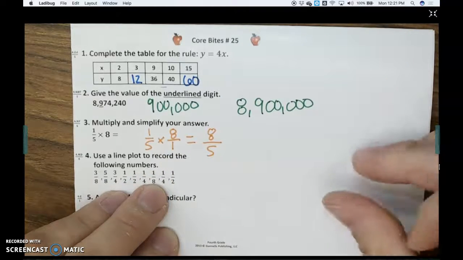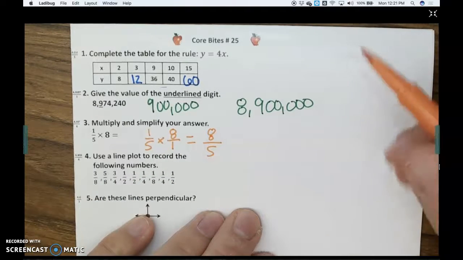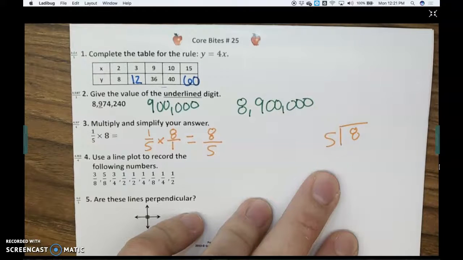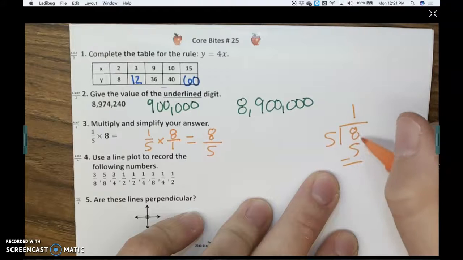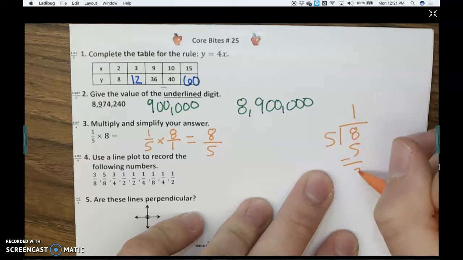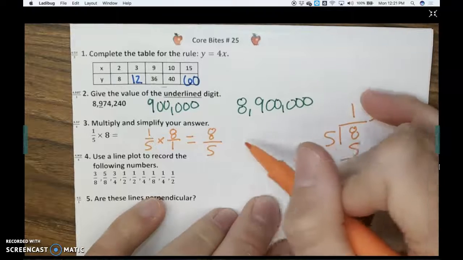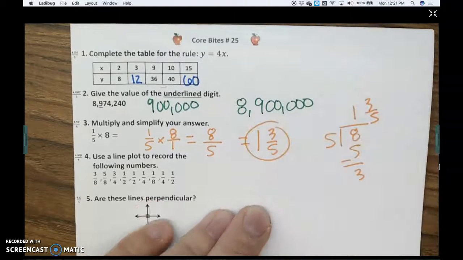So then you would have to divide that improper fraction to get a mixed number. So you would divide 8 by 5. 5 times 1 is 5. 8 minus 5 would give you 3. So your fraction would be 3/5 there. So your mixed number would be 1 and 3/5 as your answer.